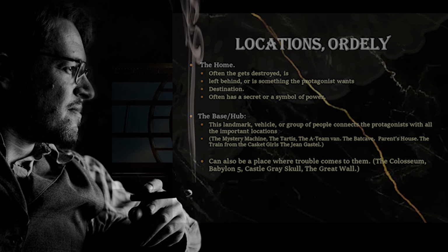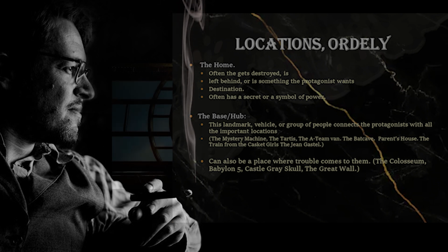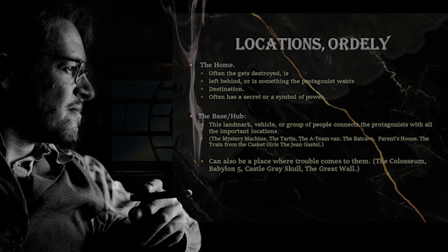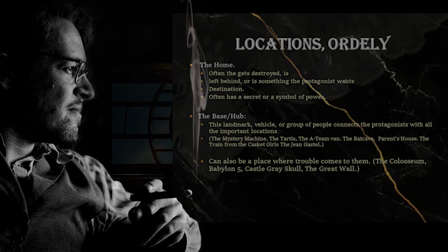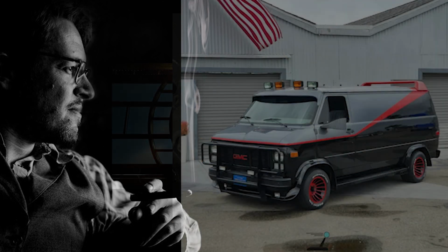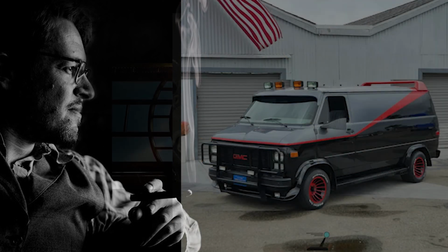Then we have the base, or the hub as I call it. Now the hub is very interesting because the hub can also often be the home of the characters. Now I was a massive fan of the A-Team as a kid, and still kinda am. I kinda want to bring that back in the role-playing game we're working on.